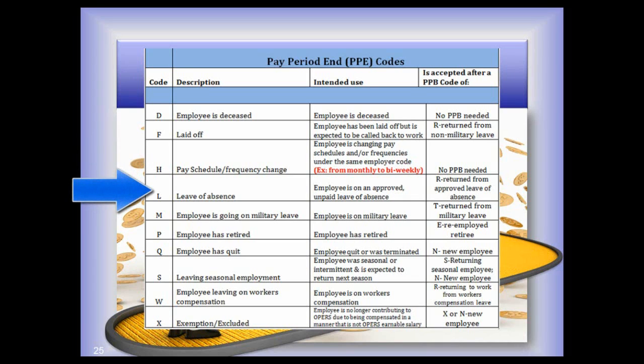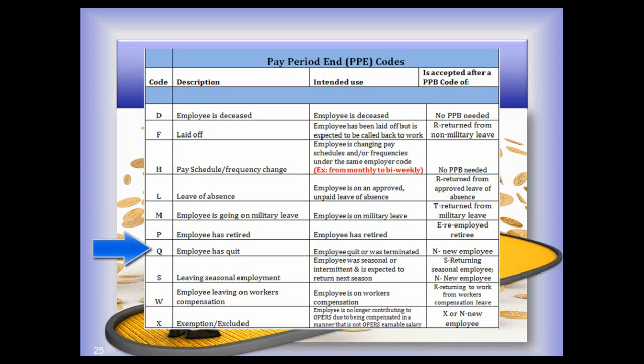The next code is L, leave of absence. Its intended use is the employee is on approved unpaid leave of absence. The next code is M, employees going on military leave. It's exactly that. Its intended use is if an employee goes on military leave. The next pay period end code is P, employee has retired. Its intended use is for when an employee is retired.